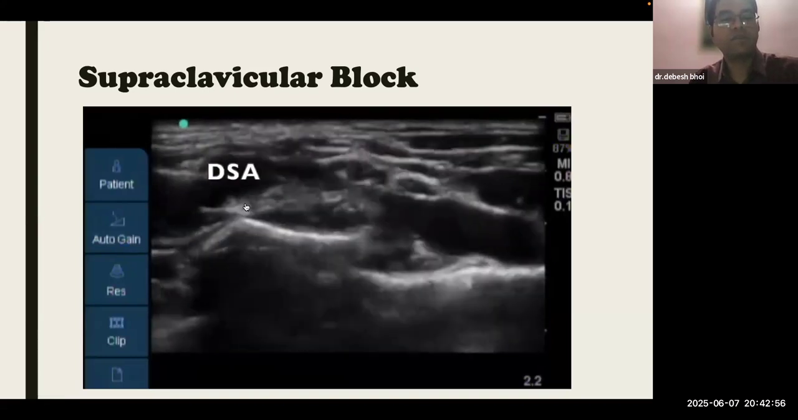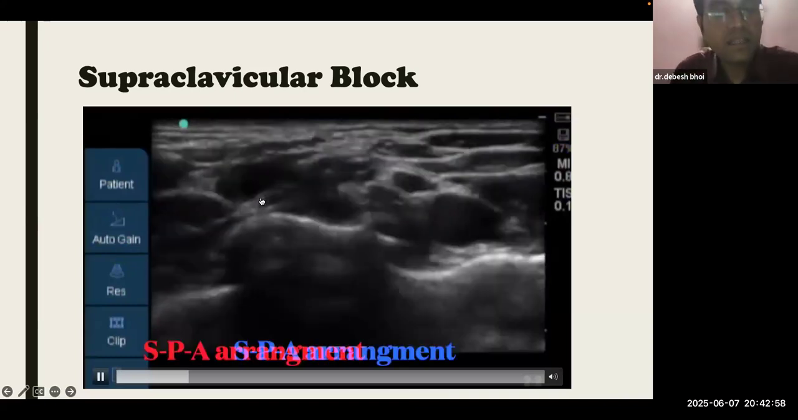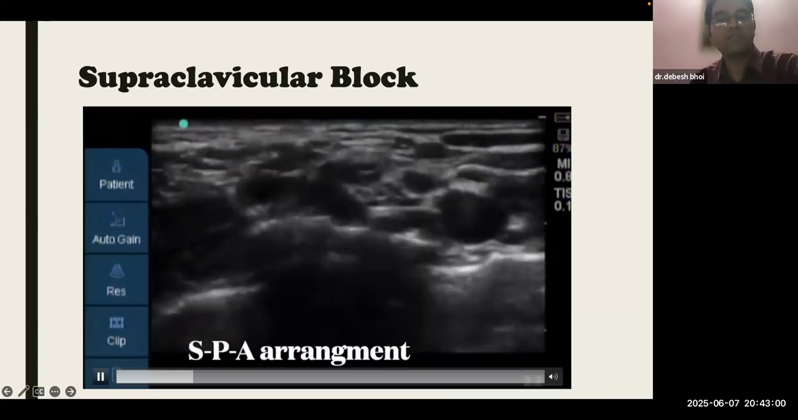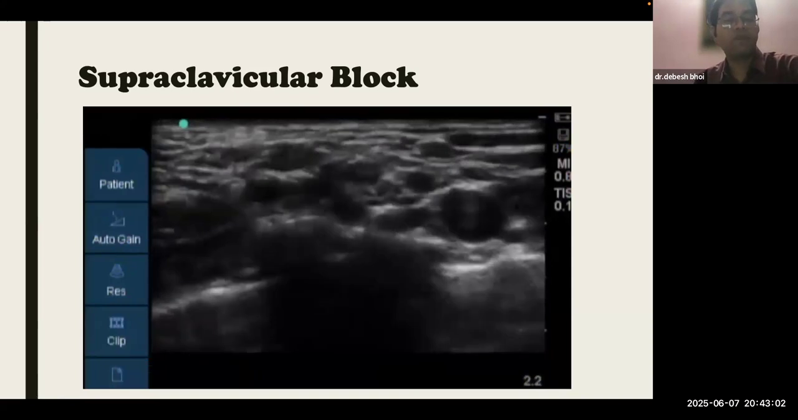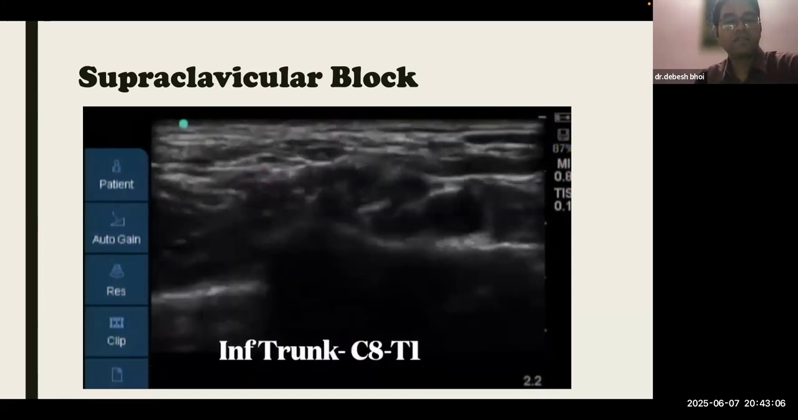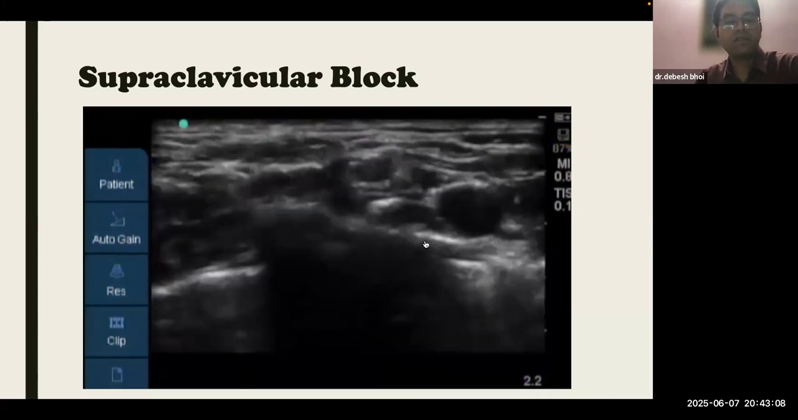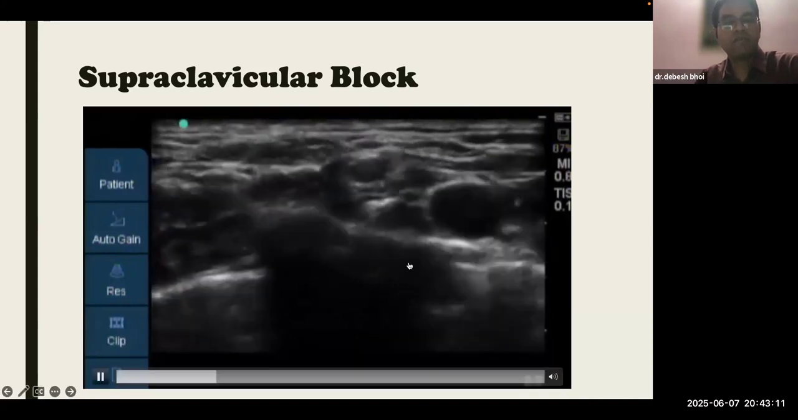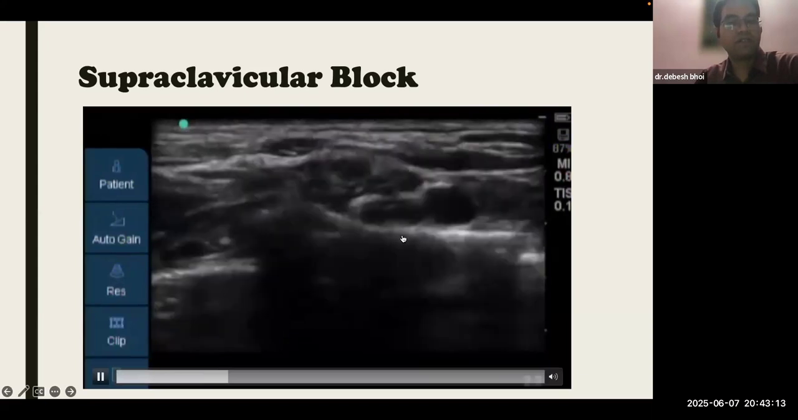Another important thing is the dorsal scapular artery and the transverse cervical artery. They might be in between the plexus trunks. So in that case, again, you have to identify them so the needle should not go into them. In this case, I'm slowly moving the probe. You can see the T1 coming from down, and the formation of your inferior trunk will be there.